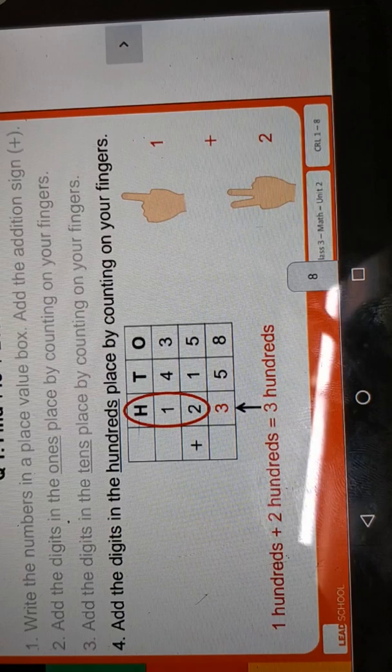Okay students, now next. So in this, the answer of 143 plus 215 is 358. Now question number 2: find 372 plus 401.